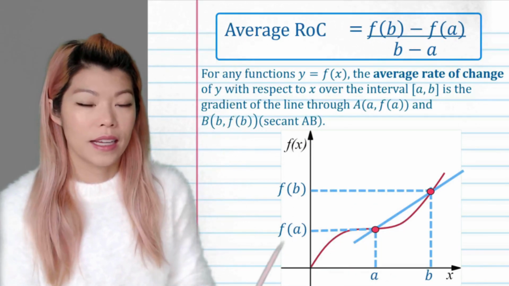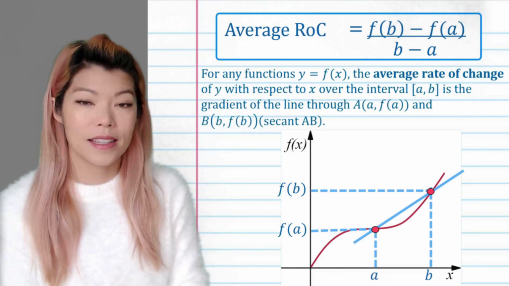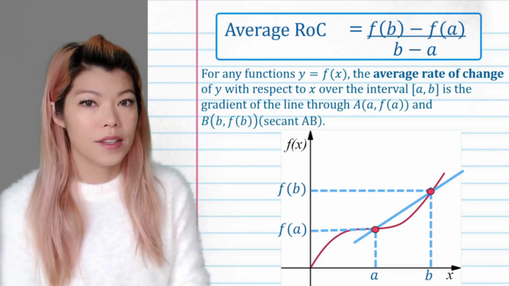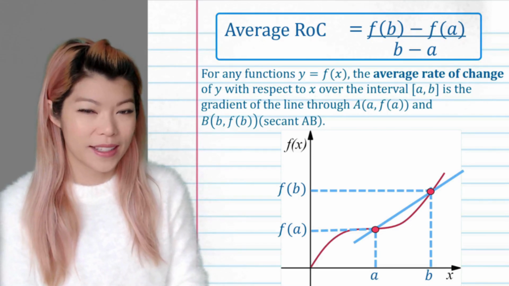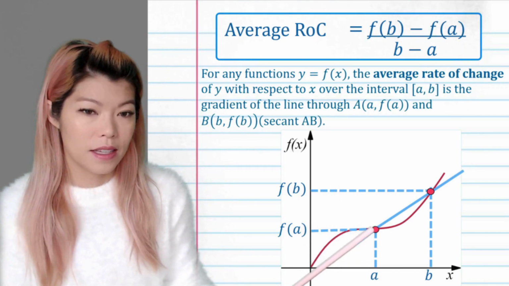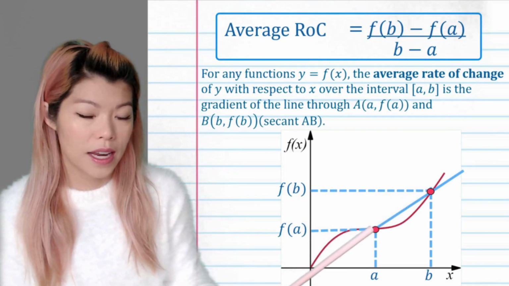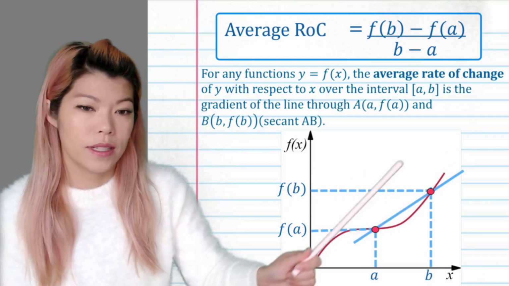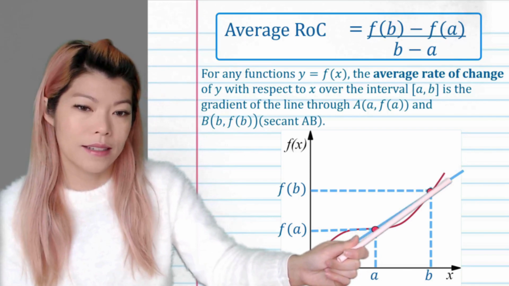Previously, we've seen the average rate of change and instantaneous rate of change. If you haven't seen those videos, please watch them first so that this video will make a little bit more sense. So the average rate of change, we previously said that it's the gradient between 2 points, and it gave us the average gradient between those 2 points. And we did that by drawing what we call a secant.